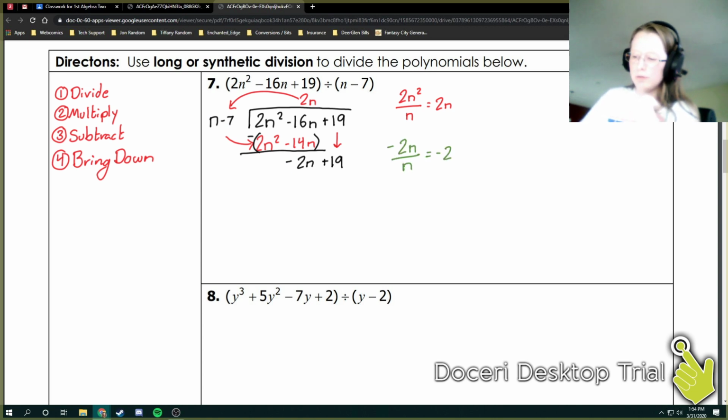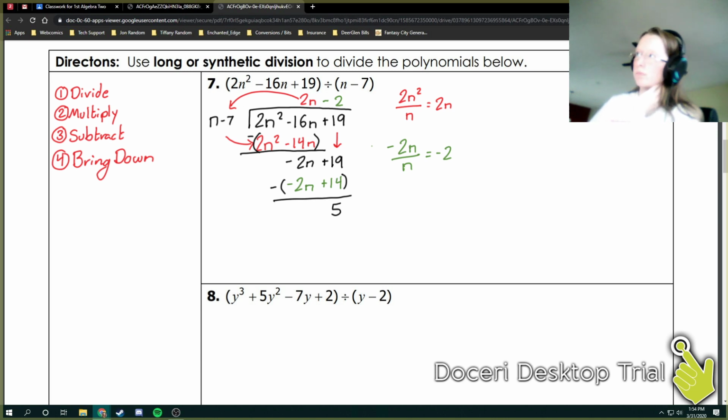You get negative 2. I'm going to take that negative 2 and multiply it through the n minus 7. Again, where that came from was negative 2 times n minus 7 gave me negative 2n plus 14. Next step is to subtract. First one should always give us 0. So 19 minus 14 is 5.